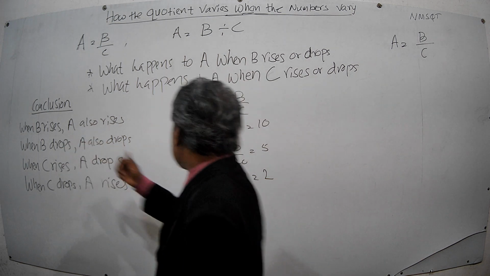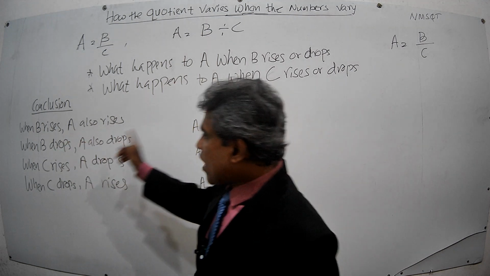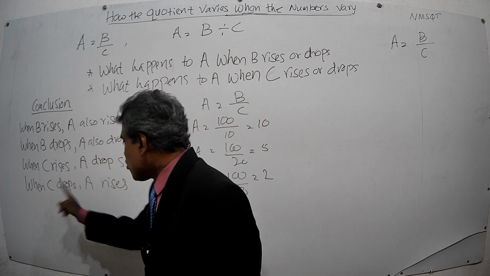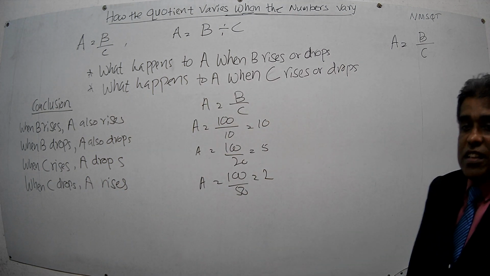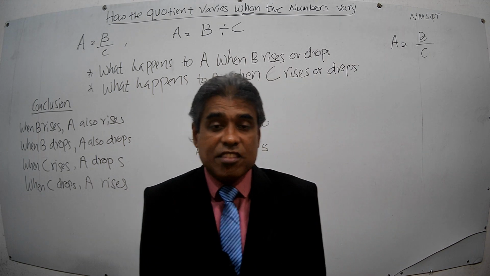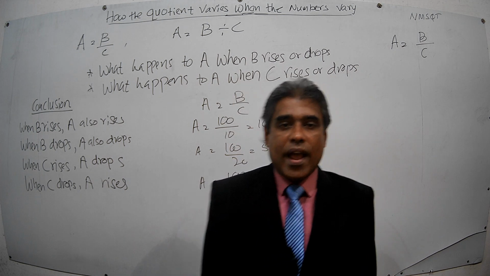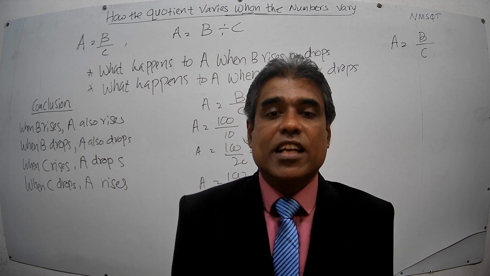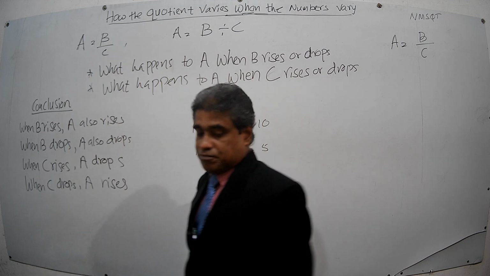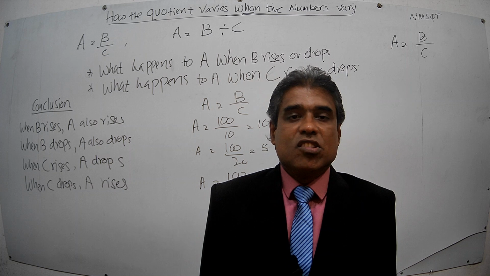From these workings, when B rises, A also rises. When B drops, A also drops. When C rises, A drops. When C drops, A rises. So these are the relationships. They are the effects of the changes in divisor and dividend upon the quotient. That is all about today's video, and this is how the quotient varies when the numbers vary. Numbers means this dividend and divisor, right?